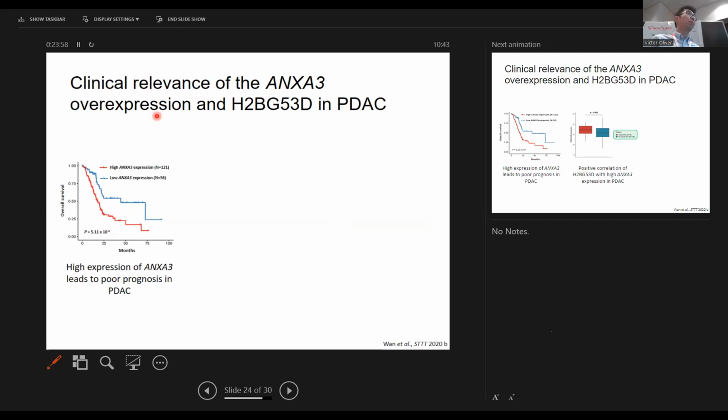We have the knock-in mouse, and we are crossing it with the PDX, KRAS G12D. Yeah, KPC. Right, KPC. Your data, that would be great.